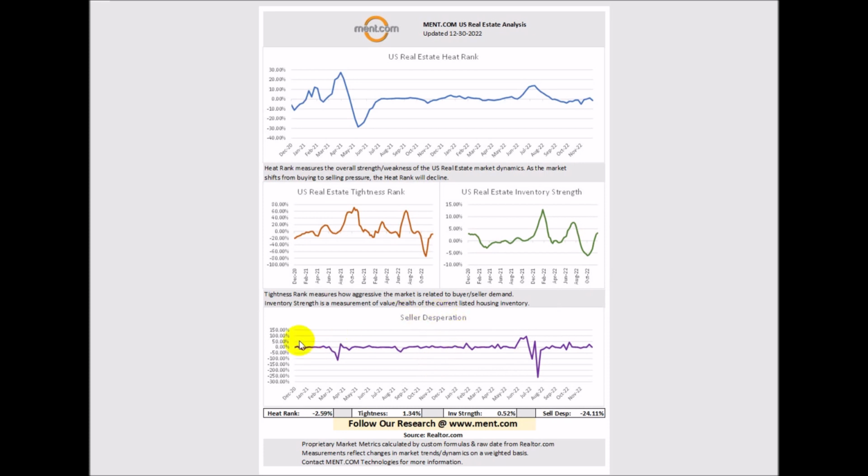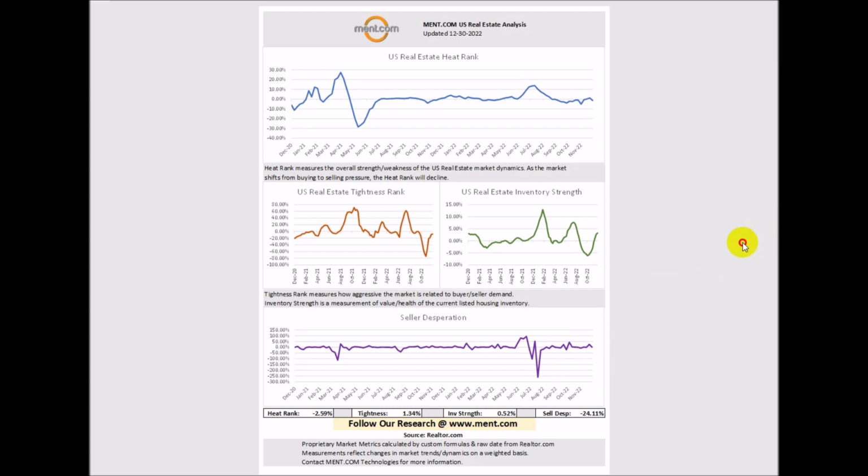Seller desperation, I inverted this to try to give you a better idea of desperation. This is an area here in June, July, August. This is when desperation hit. This is when desperation was mild. And now we're starting to see moderate, mild desperation here. We'll see how it plays out over the next couple of weeks.